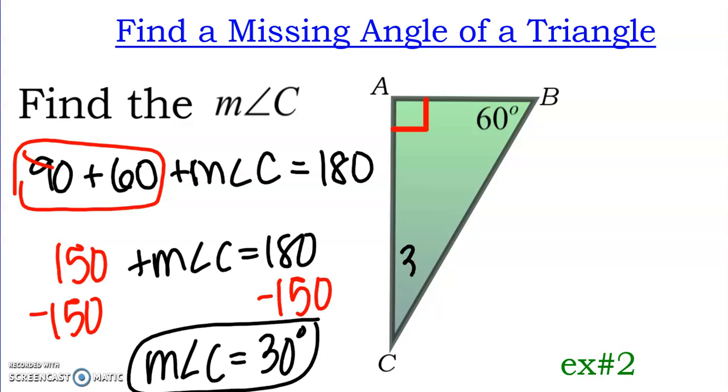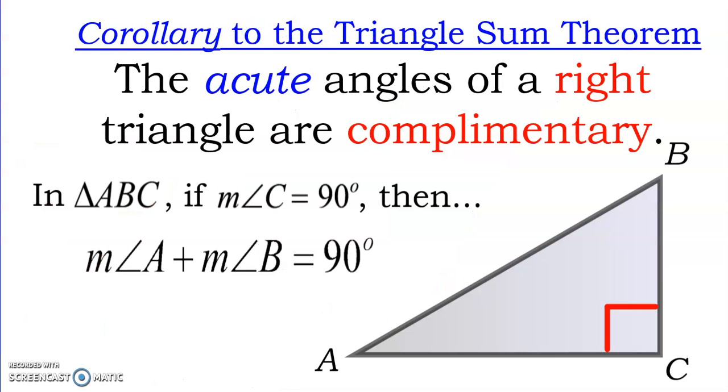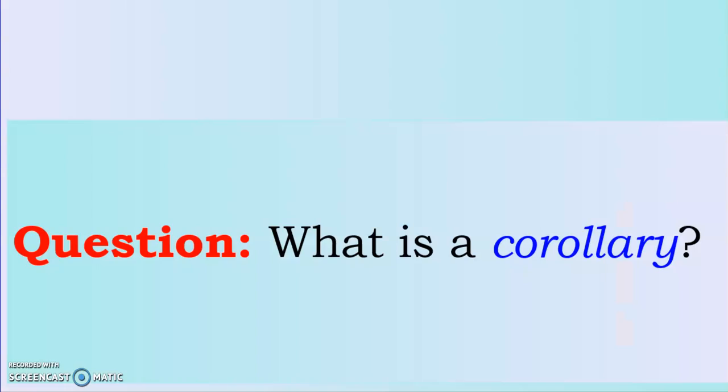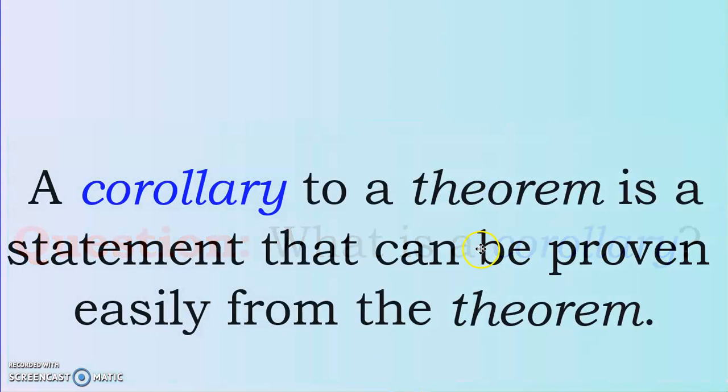And this is actually something called a special right triangle, which we'll get to later. But a 30, 60, 90 is a type of special right triangle. So a corollary is a statement that can be proven easily from a theorem. It's pretty much a shortcut that you can use because of a theorem.